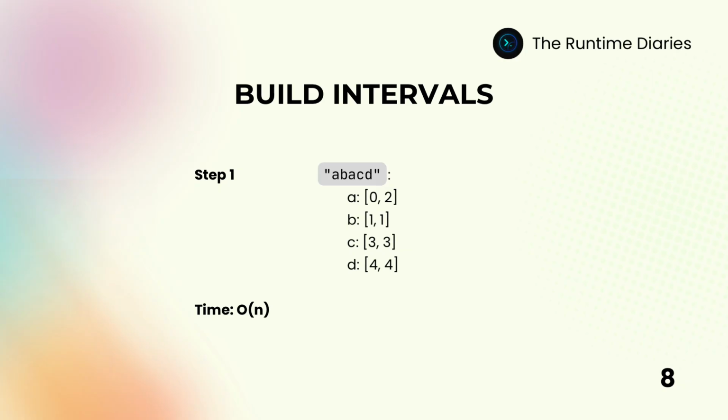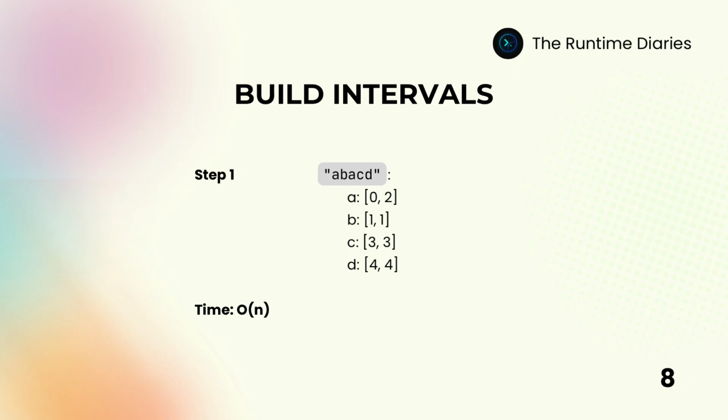Let's walk through A, B, A, C, D as an example. At index 0, we see A. This is the first time seeing A, so first of A equals 0 and last of A equals 0 so far. At index 1, we see B. The first time seeing B, so first of B equals 1 and last of B equals 1. At index 2, we see A again. We already know first of A equals 0, so we just update last of A to 2. Now the interval for A is 0, 2.